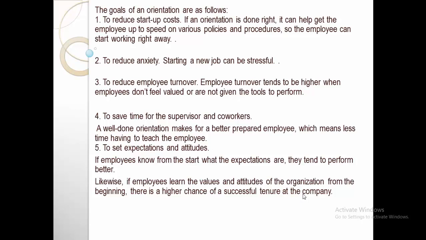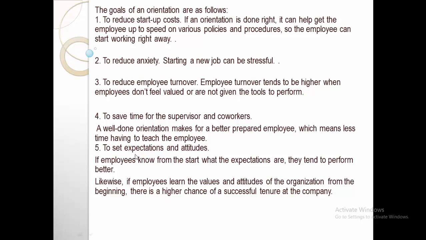To save time for the supervisor and co-workers: if orientation is done in time, the employees become ready to work in less time. This saves time for both the supervisor and co-worker. A well-done orientation makes for a better prepared employee, which means less time having to teach the employee.